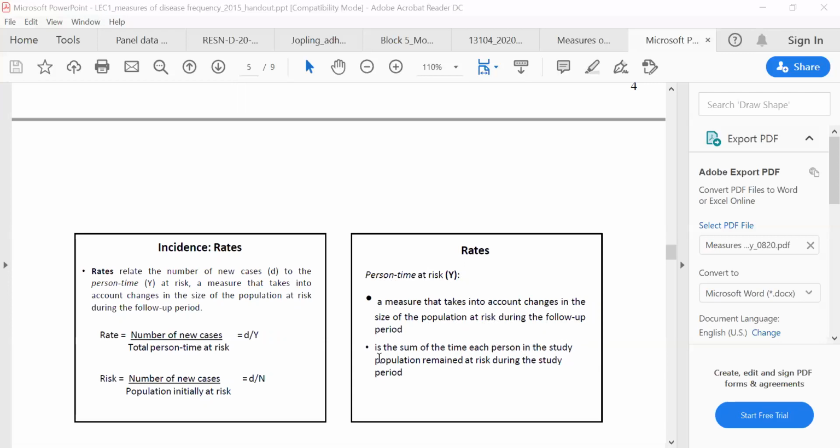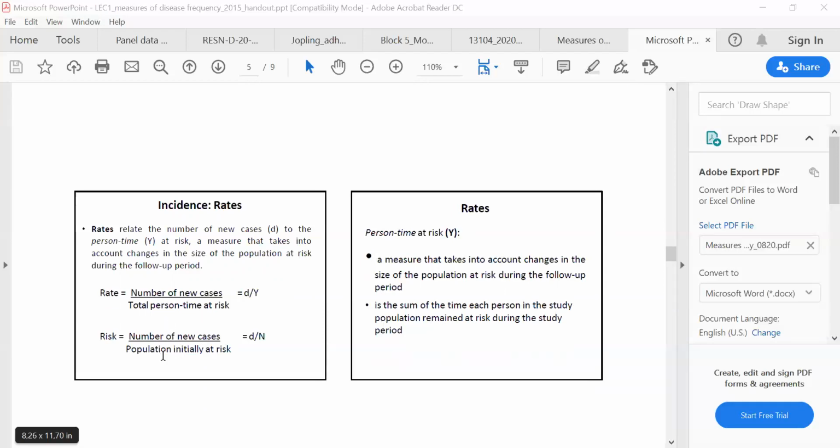But if not a study, it is the sum of time each person in the community or population remained at risk during the study period. Remember what I said from the start. If you check the formula for risk, it is the population initially at risk. But as time moves, the population at risk changes because others already have the disease. If you have a disease, you are no longer at risk, which means as time goes on, that will be changing.